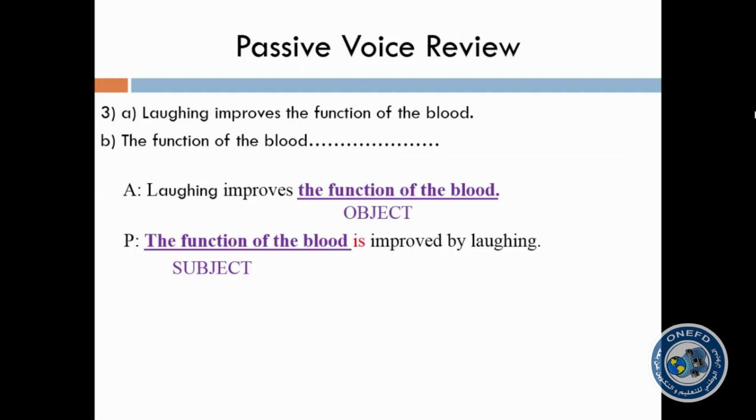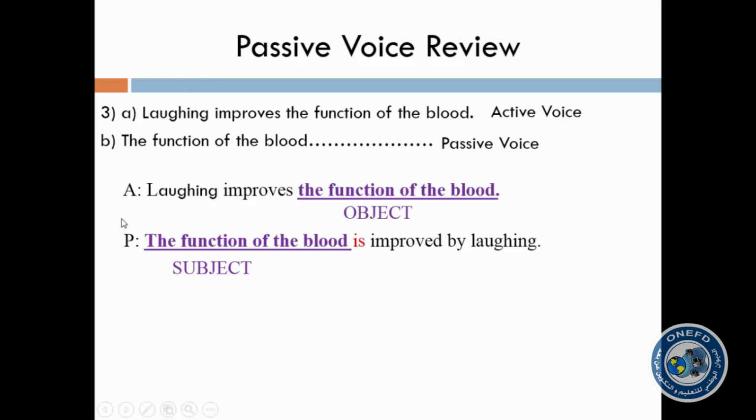So let's move on to the third sentence. Passive voice review. The third sentence: laughing improves the function of the blood. This sentence is in the active voice, and we have to rewrite it in the passive voice. So a quick reminder on the difference between active voice and passive voice. How is sentence A different from sentence B?